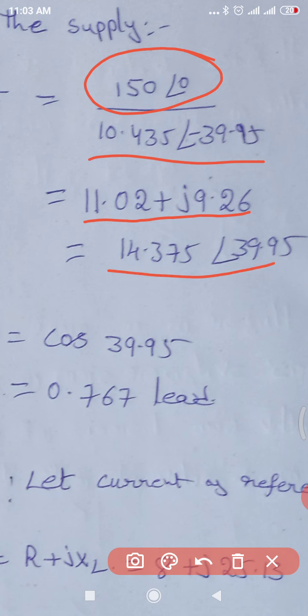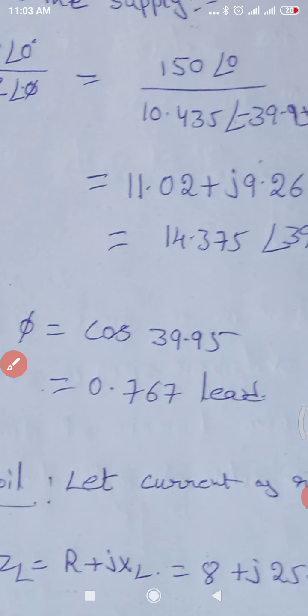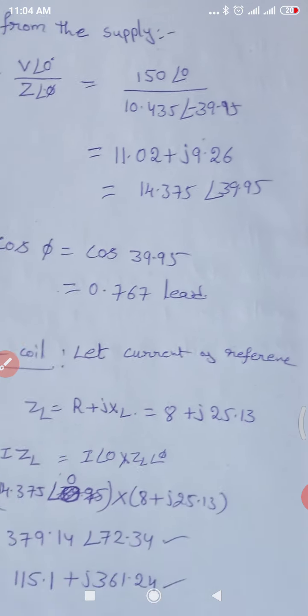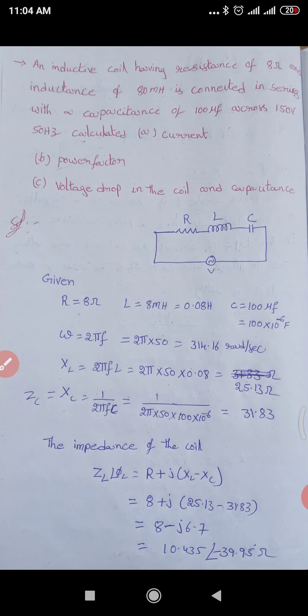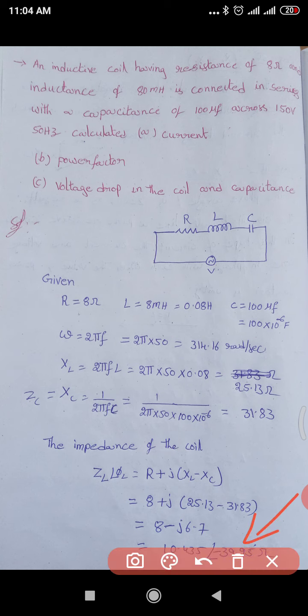Now we convert this rectangular form into polar form. The polar form value is 14.375 at an angle 39.95. This is nothing but the value phi, the phase angle. Actually we consider the phase angle of Z. Here we are getting this phi. This minus 39.95 is considered as the phase angle for the system.